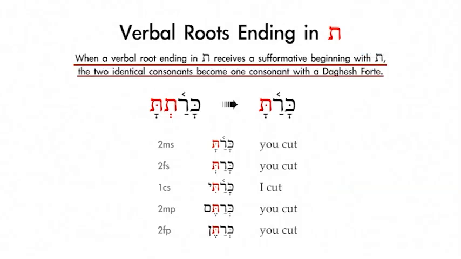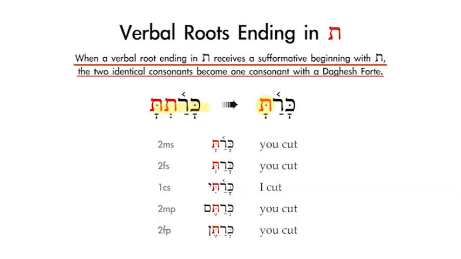You already know that Hebrew doesn't like to write two consonants that are identical next to each other because they have the system of the dagesh forte, which doubles the letter that it appears in. So if you look at this first example, we have karatta. You can see marked in red is the final root letter tau and the 2ms sufformative ta. Because the verbal root ends in tau and the sufformative begins with tau, Hebrew will simply write that tau once with a dagesh forte, karatta.